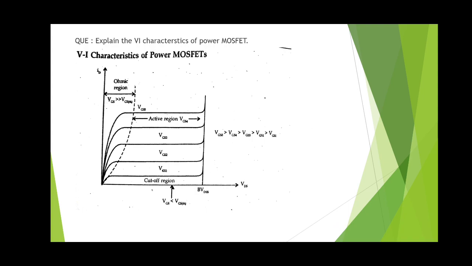The next question which is asked is about the characteristics of power MOSFET. When we consider the question as plot the VI characteristics of the power MOSFET, again we go with the output characteristics, and this output characteristics is plotted, as shown in the figure, between the voltage between drain and source and the drain current. When we observe the characteristics, we see that three regions are present, that is cutoff, active and ohmic region. So let us understand the VI characteristic of MOSFET.